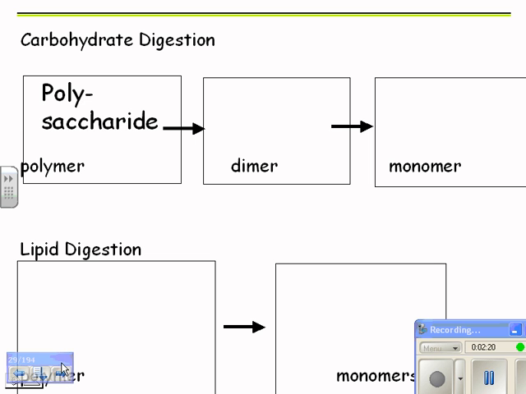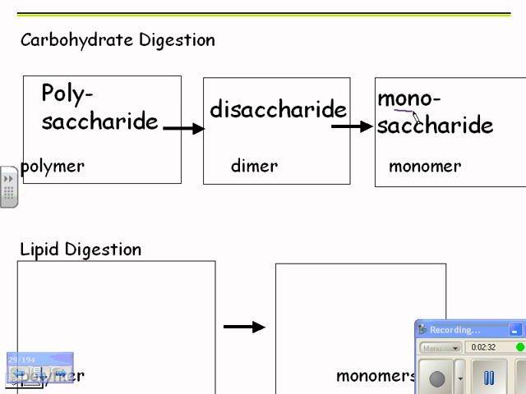So the polymer for carbohydrates is a polysaccharide. The dimer is a disaccharide, and the monomer is a monosaccharide. So all 3 of these words end with saccharide. Poly is many, di is 2, and mono is 1.